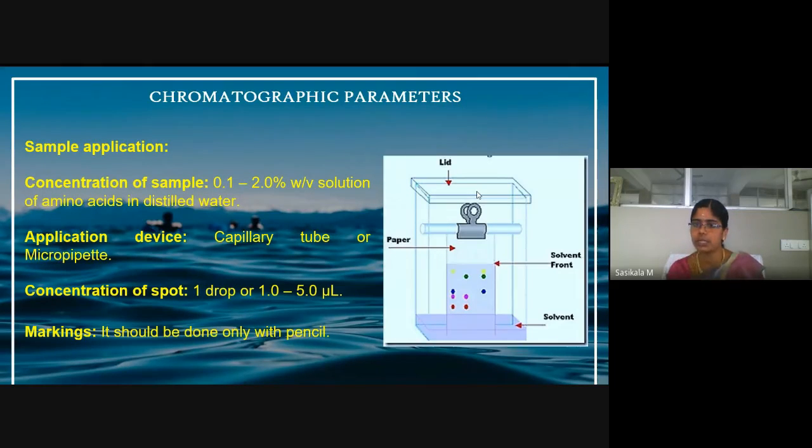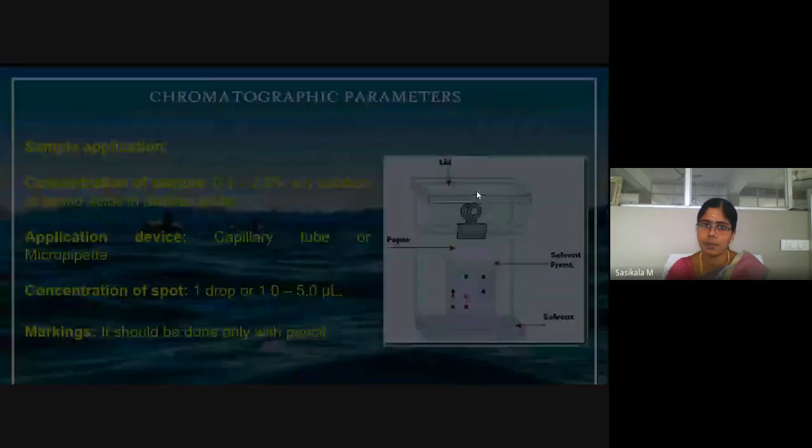See the length of the paper, and then accordingly you can decide the length where you need to mark the baseline. First you mark the baseline, leave space for each spot, and give a marking by means of pencil, and then apply your sample by using a capillary tube. If you use a capillary tube, 1 drop is sufficient. If you use a micropipette, you can measure 1 to 5 microliter, and then you can spot in the required place where you need to spot that particular sample. After then, you need to dry the paper thoroughly before keeping it for development.